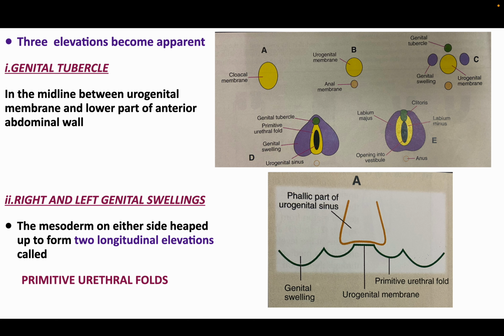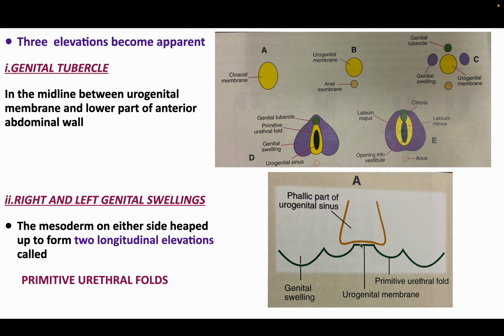Now here at this stage there are three elevations which become apparent. One is genital tubercle. So this is lying anteriorly, that is it is lying in the midline between the urogenital membrane and lower part of the anterior abdominal wall. Then right and left genital swellings. So right and left genital swellings, they appear. In the diagram C you can see.